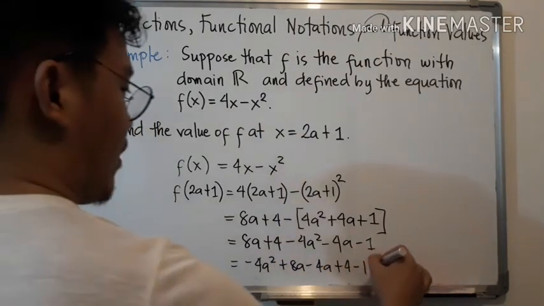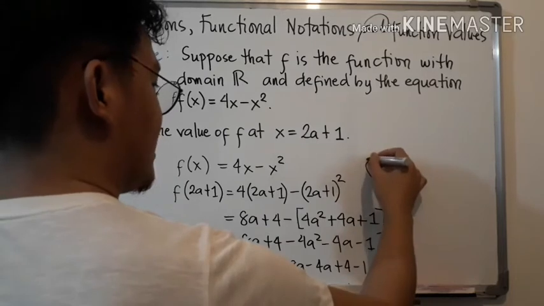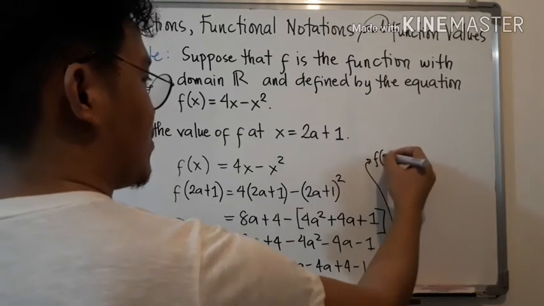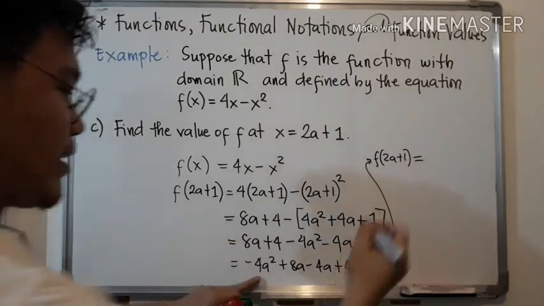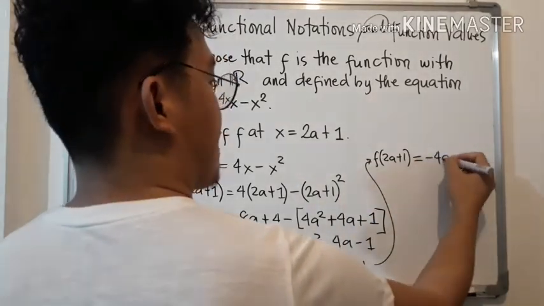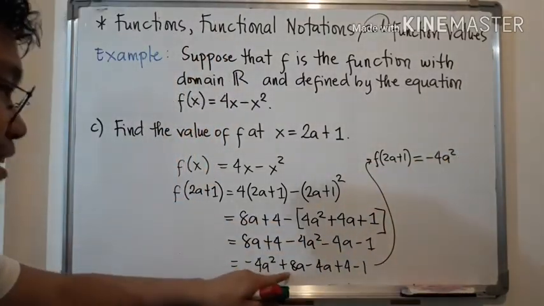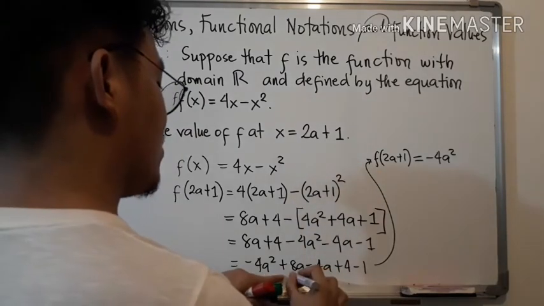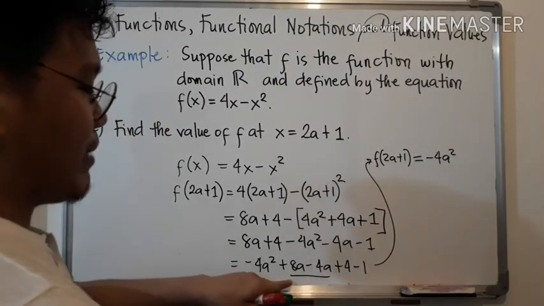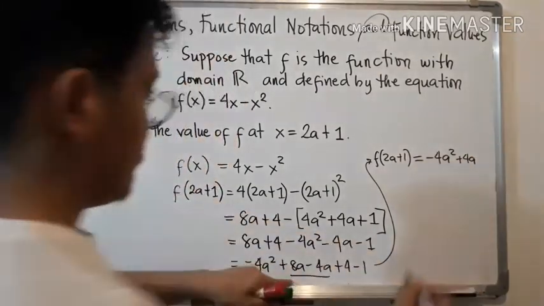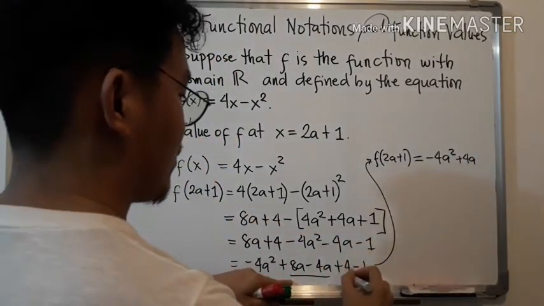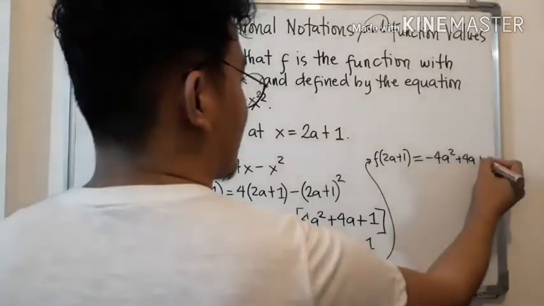So our final answer is the function value at 2a plus 1 is equal to minus 4a squared and 8a minus 4a. Since these two terms are like terms, we can combine them. This becomes plus 4a, and plus 4 minus 1 is plus 3.